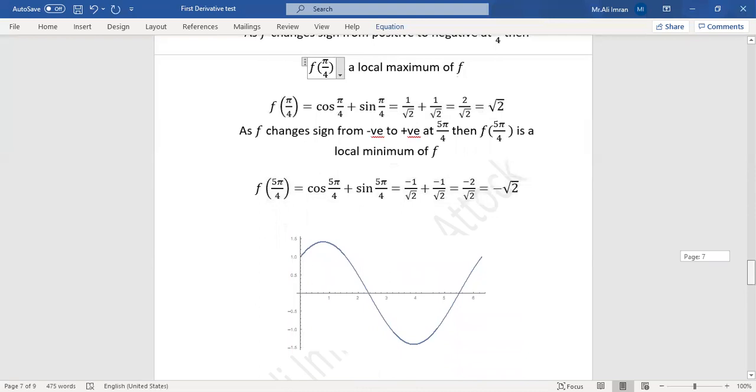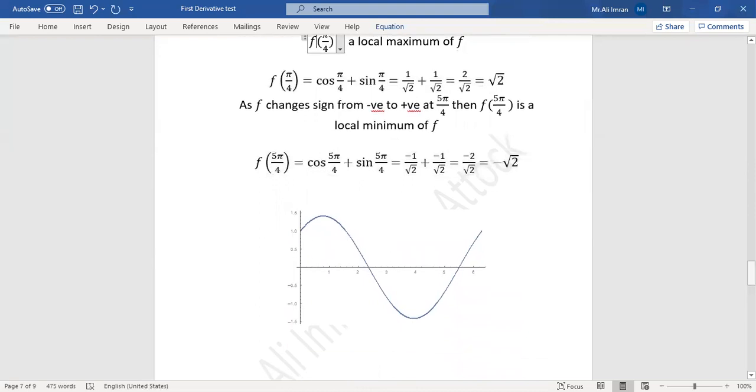At the end, we have to sketch the graph of the given function. This is the graph of the given function. At this point, the function has a local maximum value, which is at pi by 4. And at this point, the function has a minimum value, which is at x is equal to 5 pi by 4.